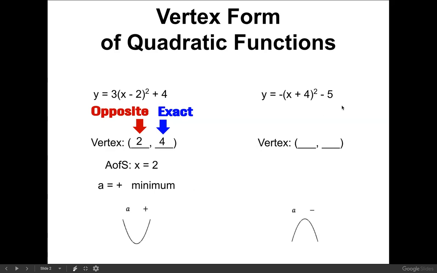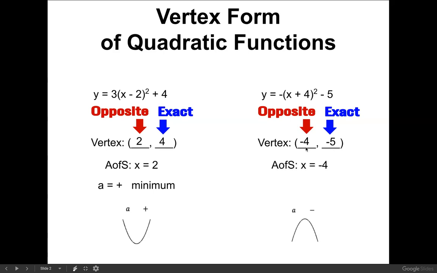Let's look at our next example. We have y equals negative (x plus 4) quantity squared minus 5. We'll name the opposite for our h. So we see a positive 4, we're going to write down negative 4. And we'll name our exact for our k. The exact thing you see is what you write down, so negative 5.